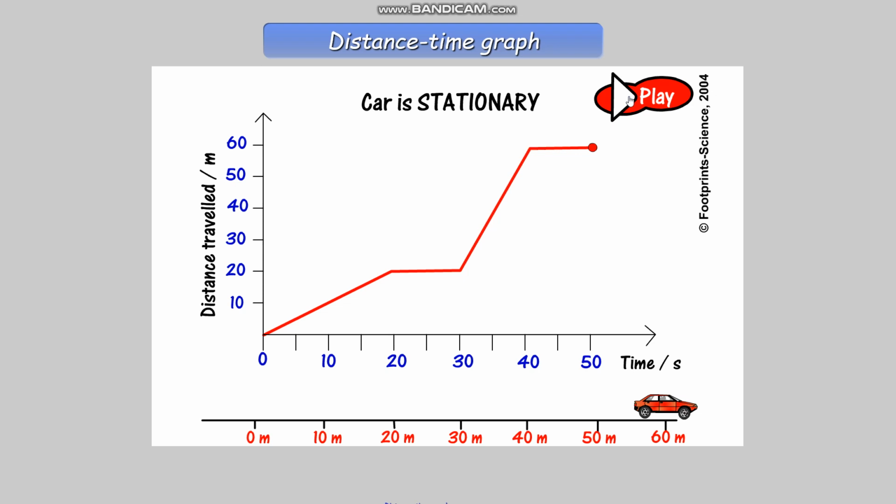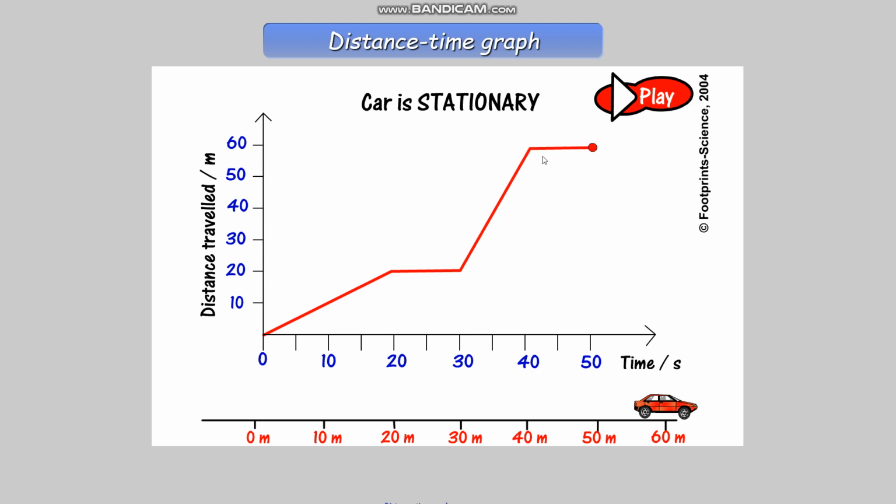Okay, so that's our little story of our journey. So you could be asked at GCSE to interpret what's going on here. So we've got a nice constant uniform speed here, then stops for 10 seconds, and then sets off again but at a slightly faster speed, and you can tell this because the slope is steeper, or the gradient is steeper, and then is stationary for the remaining 10 seconds of the journey.